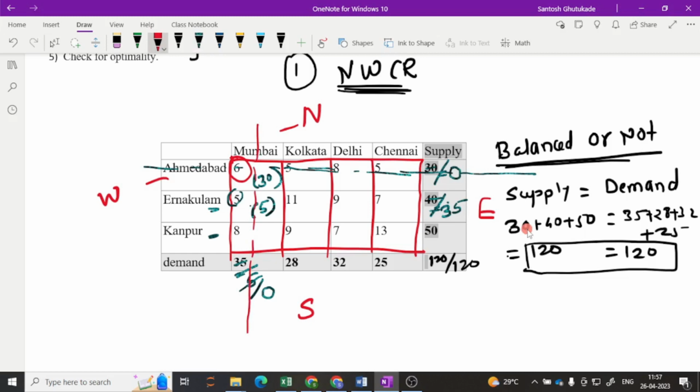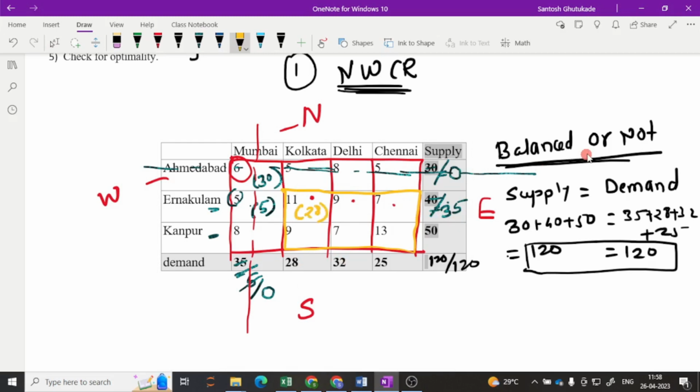Now the remaining elements are 11, 9, 7 and 9, 7, 13. From these elements, 11 is the northwest corner. So only this matrix remains, I will use another color. This matrix is the only one left. From this, now 11 is at the northwest corner. Here the supply is 35 and the demand is 28. So we will give the demand 28 here.